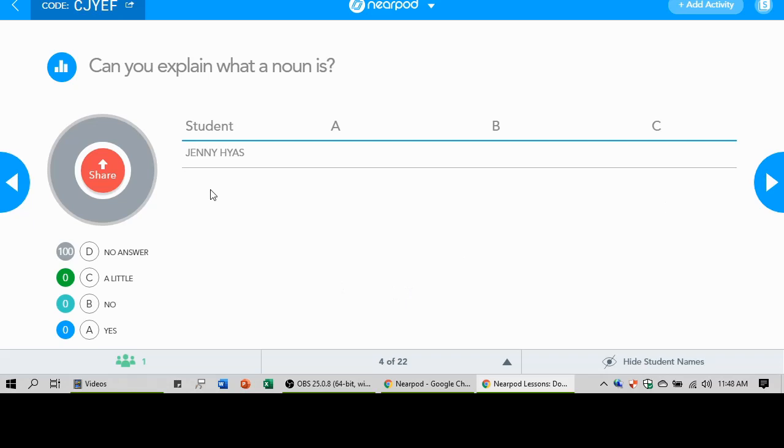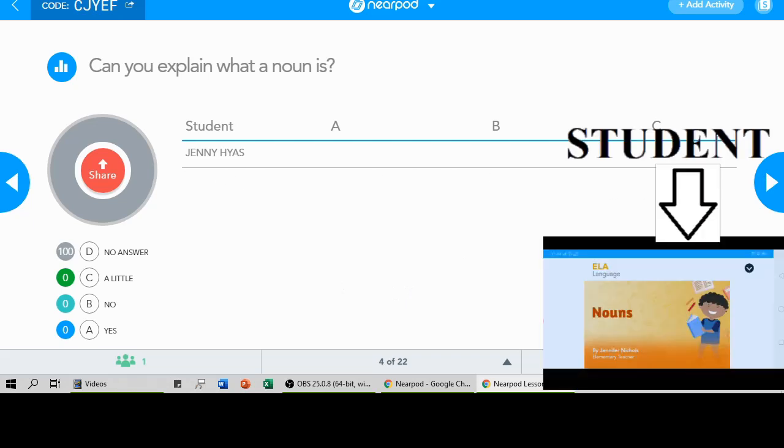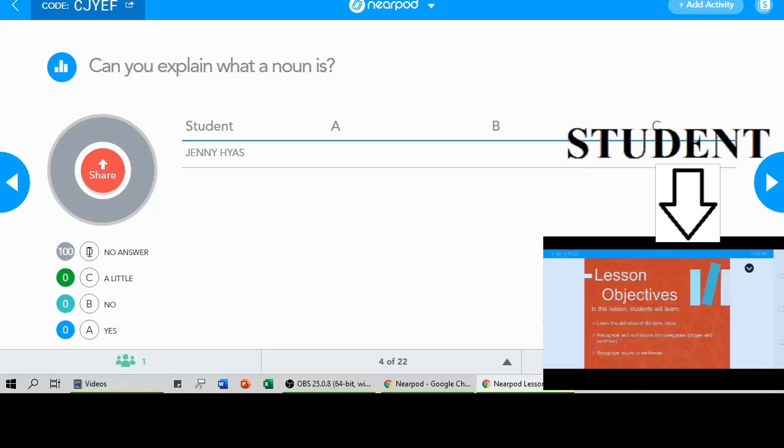For the student jennyhiyas, her answer will be shown here, A, B, C. The 100% here in B means no answer. C, the level is 0. That means the points here on the left side before the letters are the score. Okay, 100 is the score.